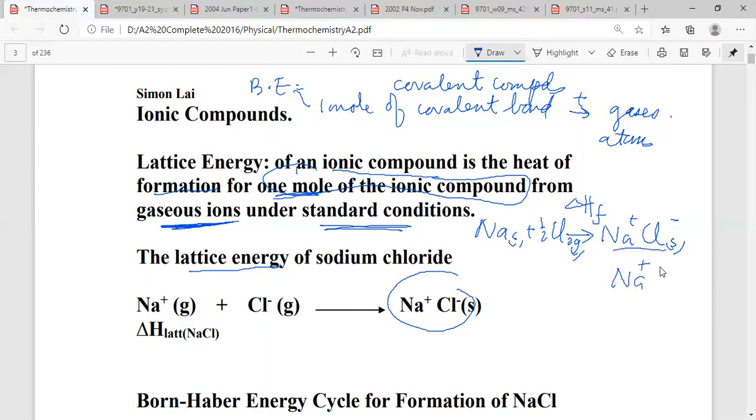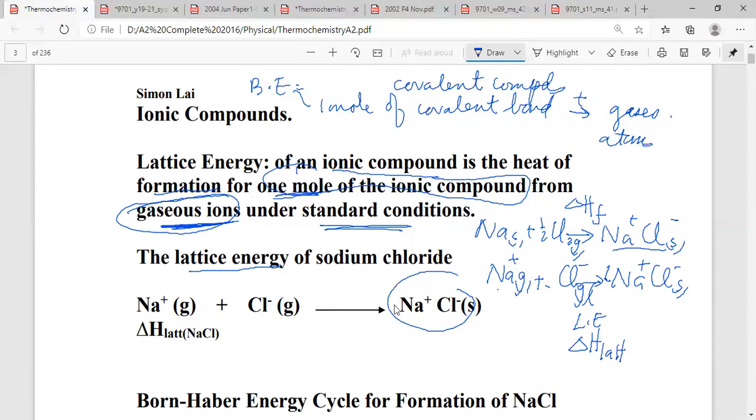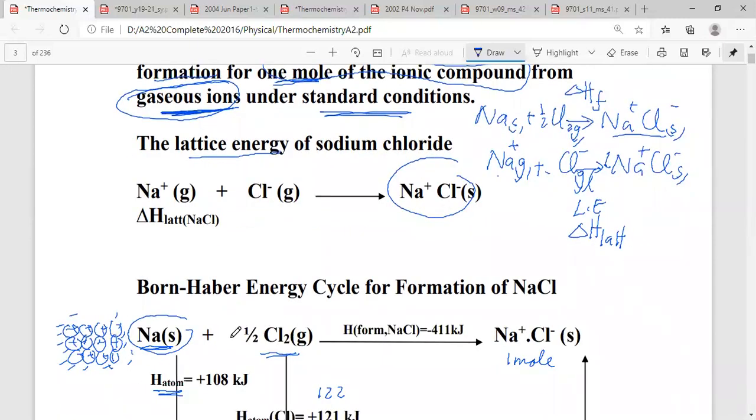What they start from is very important. It starts from gaseous ions. So it's Na+ gaseous plus Cl- gaseous. Since it's 1 mole here, it'll be 1 mole here. So this heat is called the lattice energy, LE, or sometimes delta H, they put LATT. See? So if you want to find the lattice energy of magnesium chloride, that means the product here must be an ionic substance, magnesium chloride.